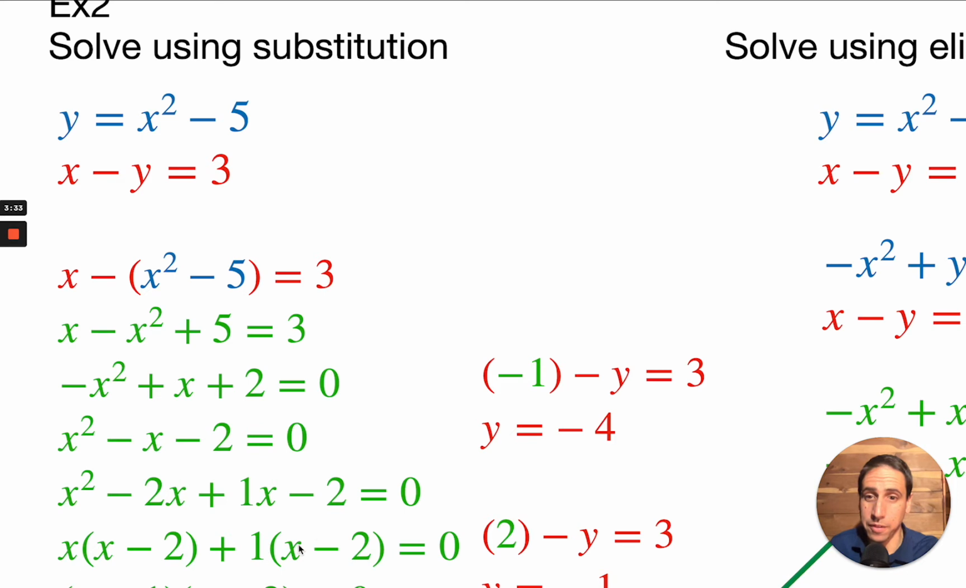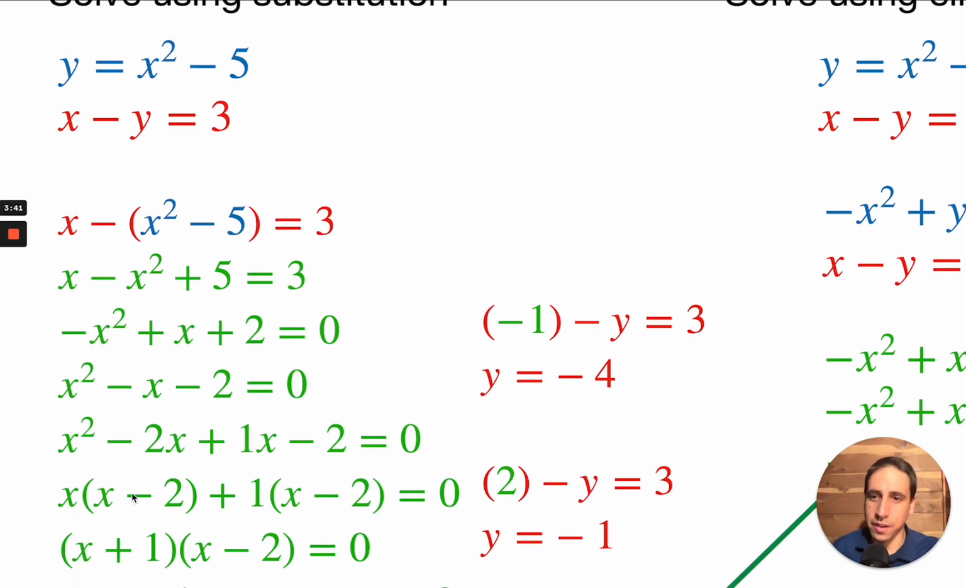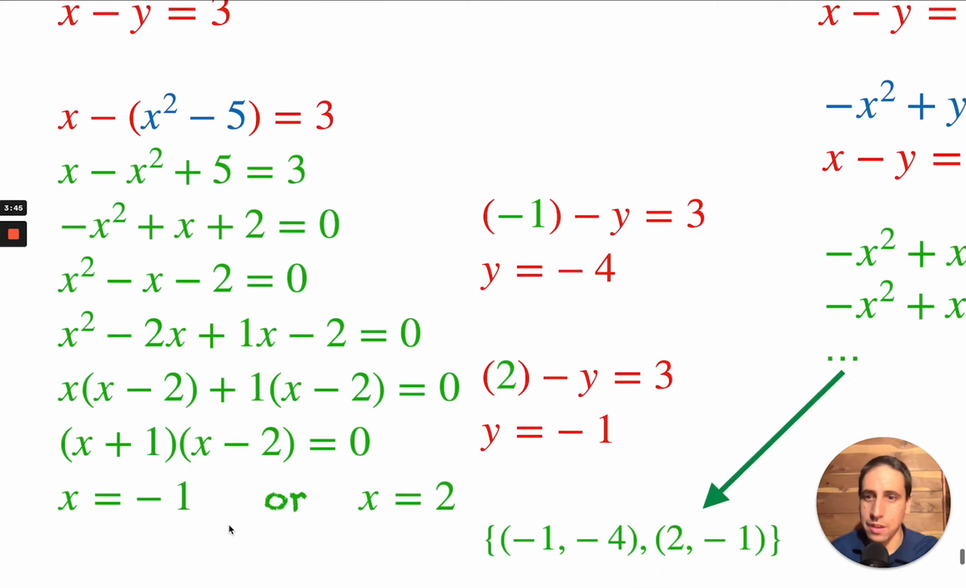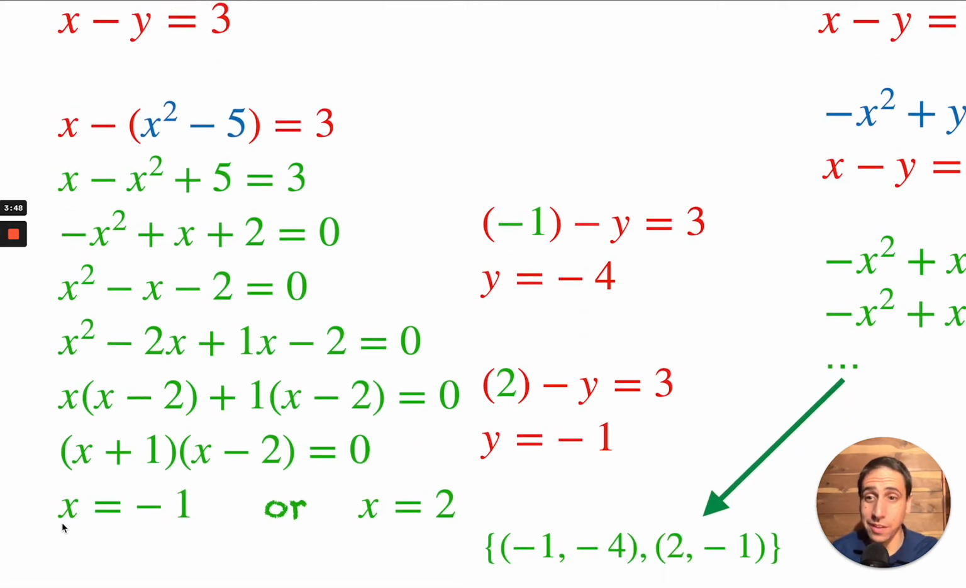So you can write a 1 right here if you really like to make it fit the pattern. And then you have x minus 2. So what are you left with when you factor out x minus 2? You're left with x plus 1. And there it is, x plus 1, x minus 2. Now, there are two x values. That means x could equal negative 1 or x could equal positive 2.